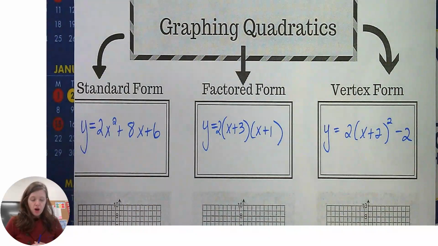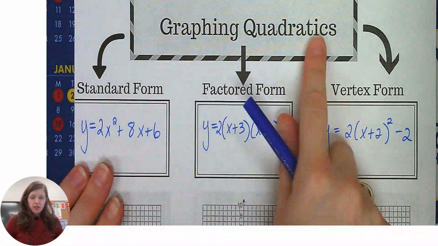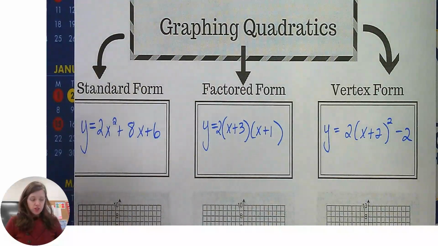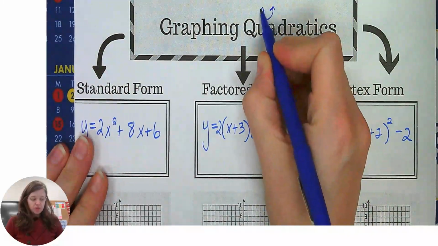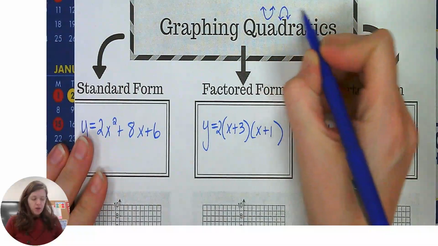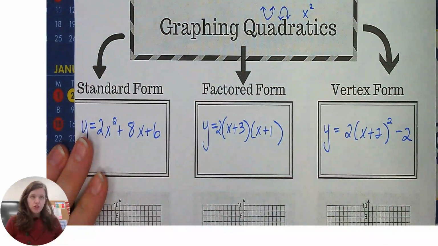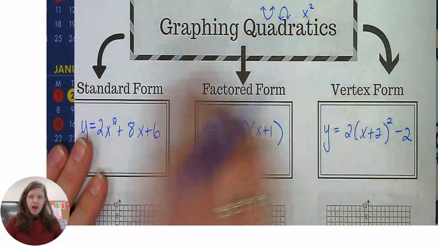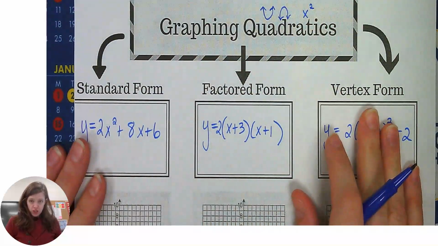Okay, so we're going to look at some different forms of graphing quadratics today. And in this lesson, you're going to see that quadratics, which we know are equations that graph to look like a parabola, always have the highest exponent of x squared. So we're going to have different forms of that equation.